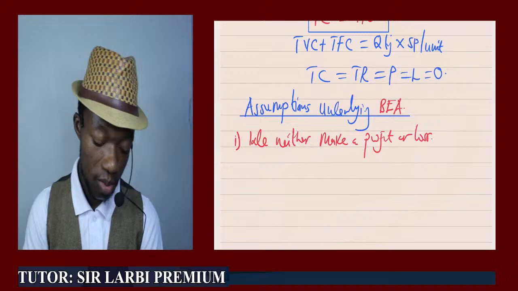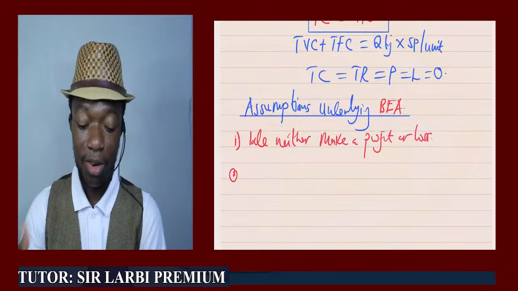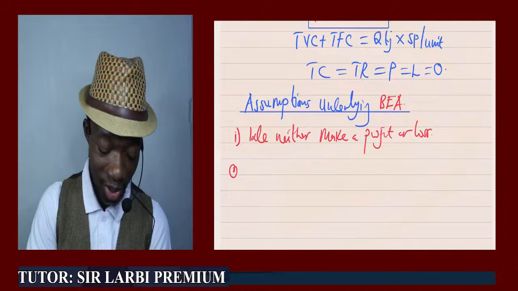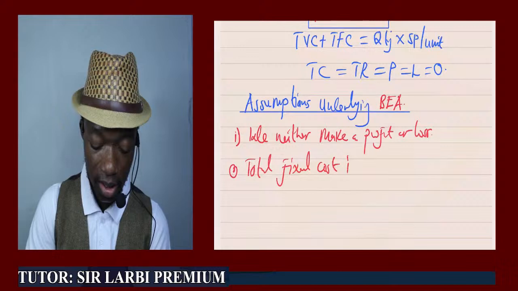Two is that when it comes to fixed cost, as per the definition that we have here, in break-even analysis, total fixed cost is fixed. But fixed cost per unit varies. Let's chip in this. So we are saying that total fixed cost is fixed. But per unit variable cost.